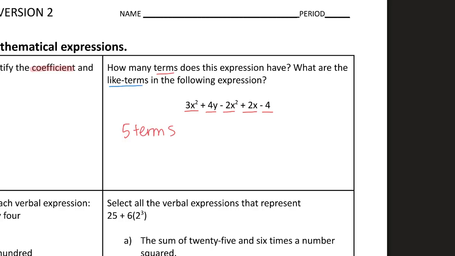If we want to know like terms, remember like terms have to have the same variable and the same exponent. So if I look here, I have 3x squared, and I have another x squared term. So 3x squared and -2x squared are like terms. That's actually my only like terms. 4y is a variable term, however, there are no other y terms. 2x is a variable term, there are no other x terms, and then I have -4, which is a constant. So 3x squared and -2x squared are like terms.